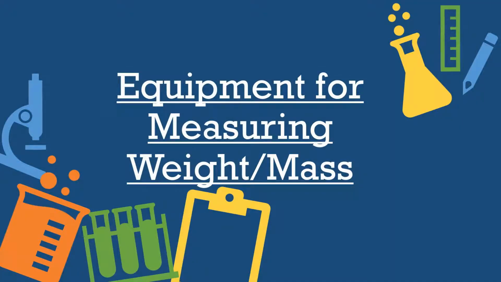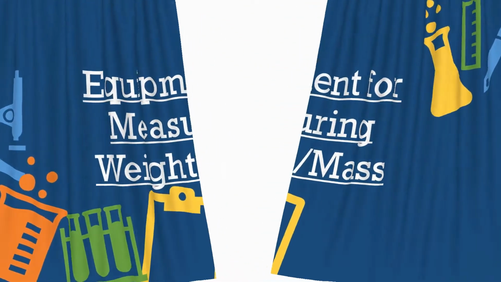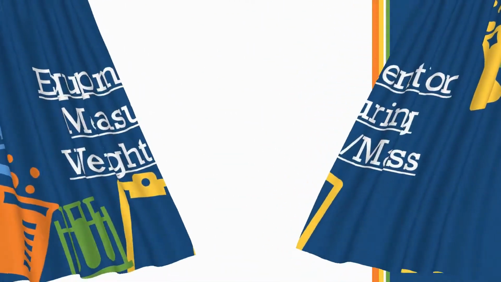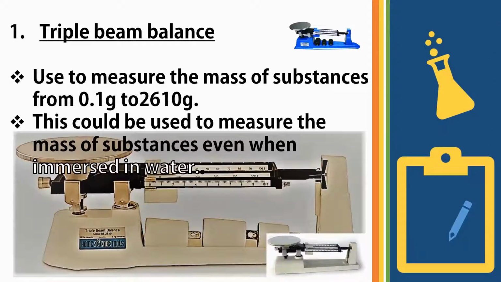Equipment for measuring weight, mass. Triple beam balance. Used to measure the mass of substances from 0.1 grams to 2,610 grams. This could be used to measure the mass of substances even when immersed in water.